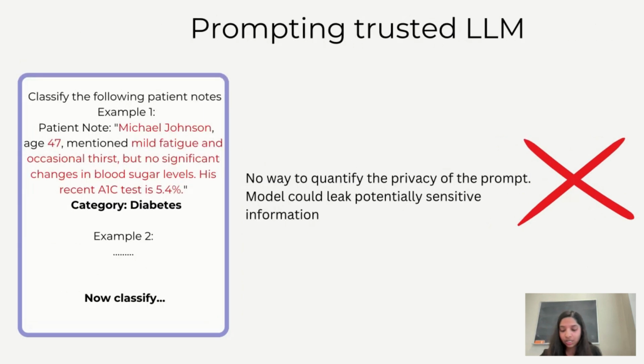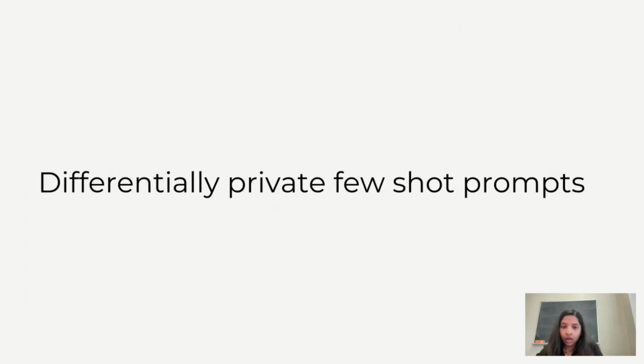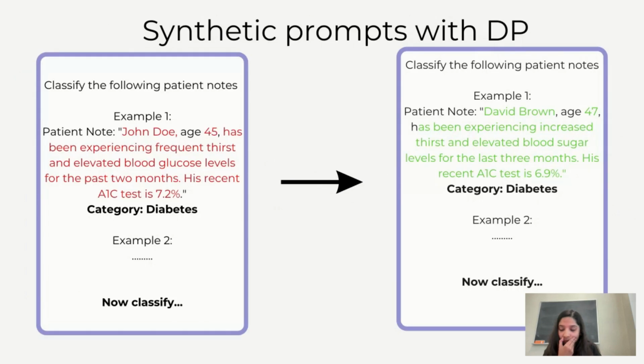Another option is to use a trusted open source LLM to generate synthetic prompts, either by excluding sensitive information or including it for better accuracy. However, in this approach, there is no way to fully quantify privacy, meaning the model could still potentially reveal sensitive details. Now we move on to how exactly to build the solution. This establishes that we need a solution where privacy can be controlled.